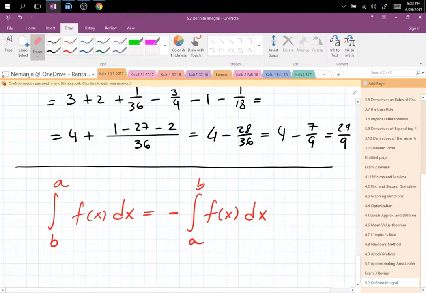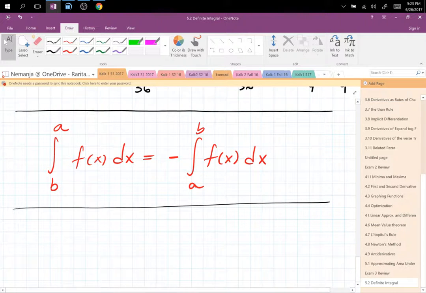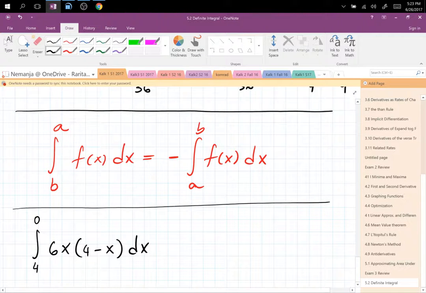So some of the problems in the textbook I noted have limits that are switched like this. So one of the homework examples says, I just need to find it again. I'll find it. It is a very similar exercise to what we just did. This is problem 41C. It says go from 4 to 0 on 6x times 4 minus x dx.